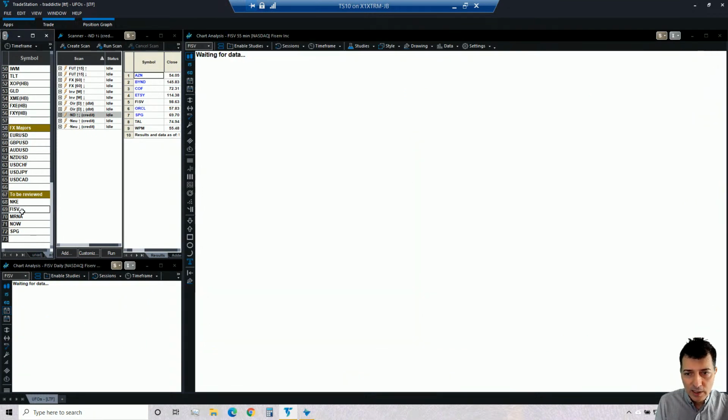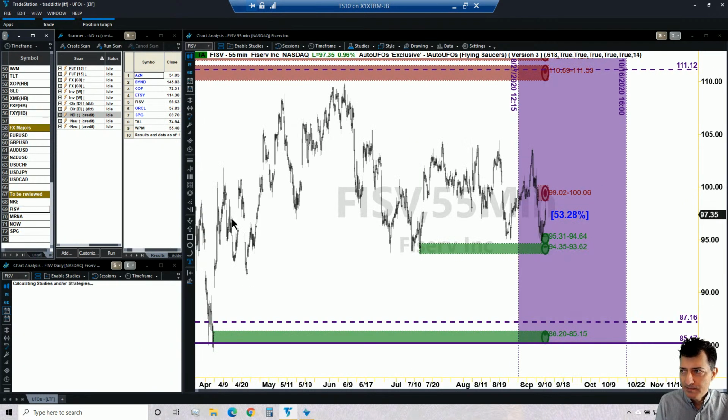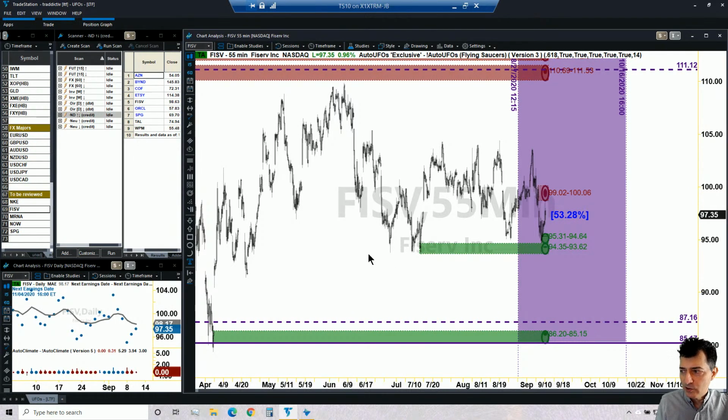Now, the next trade I would like to review is FISV. This is a purely non-directional trade. This is a trade that we put in place. This is an iron condor. We put in place this iron condor on August 27. Okay, August 27. So we've been in this trade for a few days.